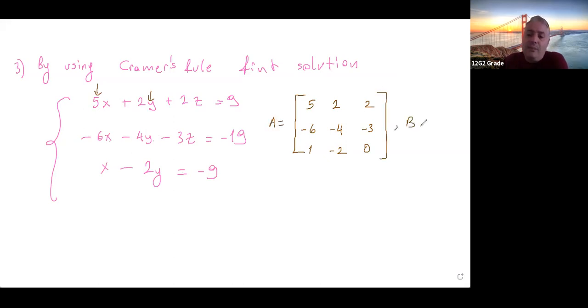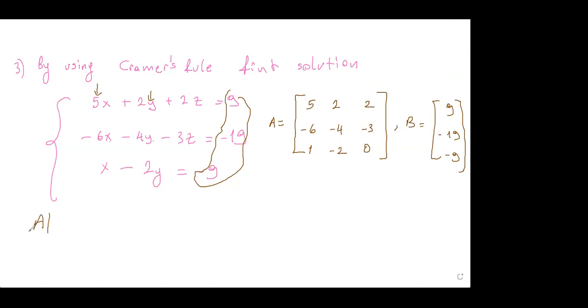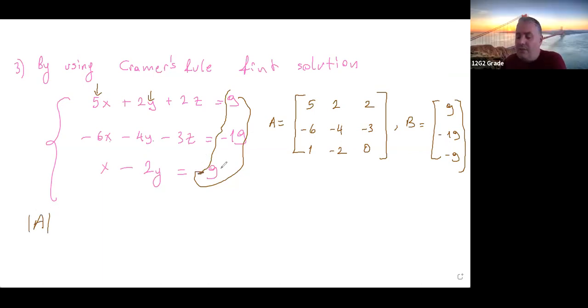And then we say the matrix B, which is here 9, -19, and it is -9 again. So when we write this, we need the determinant. Is it -9 or 9? It's negative. -9. I'm taking the original question, -9.